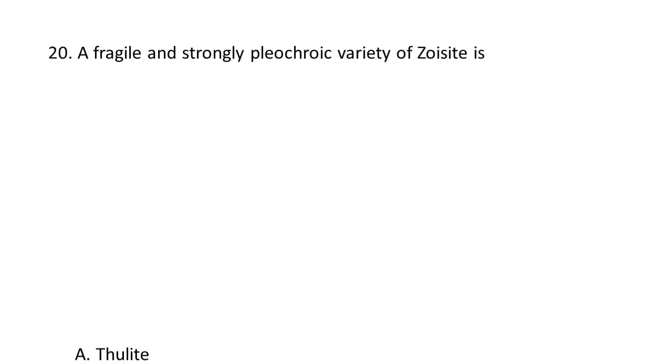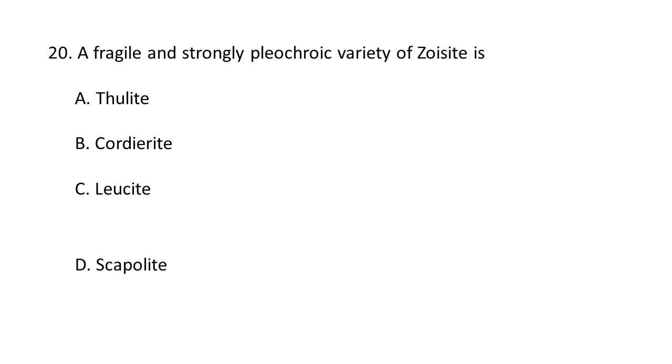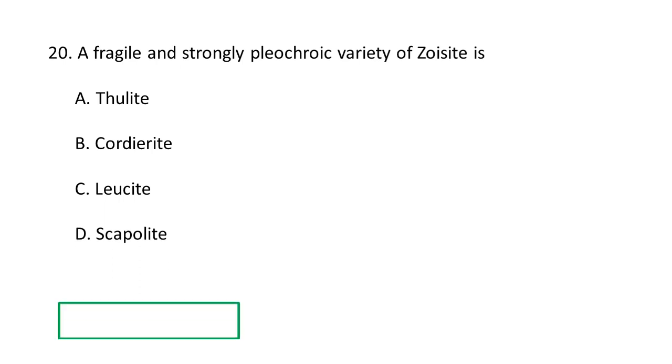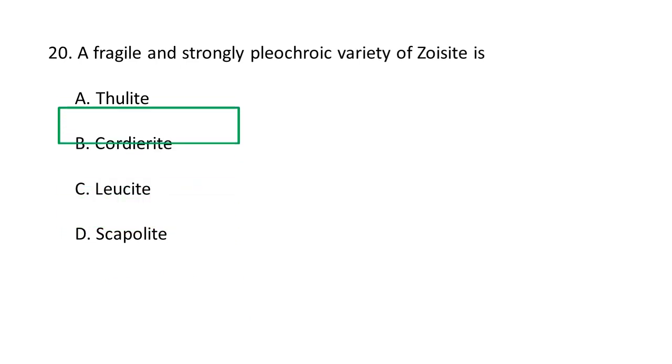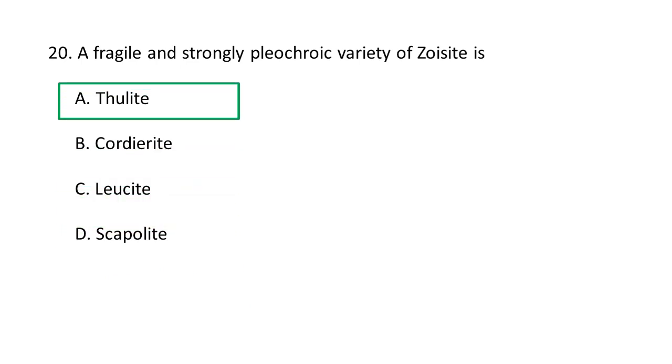Next question. A fragile and strongly pleochroic variety of zoisite is, the choices are A. Thulite, B. Cordierite, C. Leucite, and D. Scapolite. A strongly pleochroic variety of zoisite is known as thulite. Sometimes it is called rosaline, and it is a translucent, crystalline or massive pink manganese-bearing variety of the mineral zoisite.